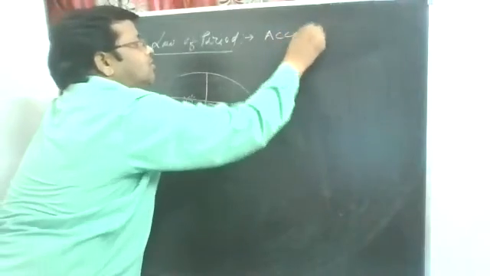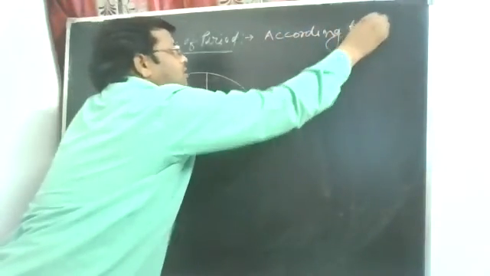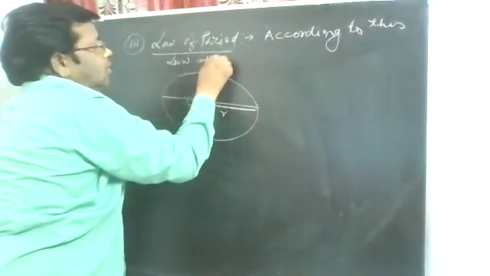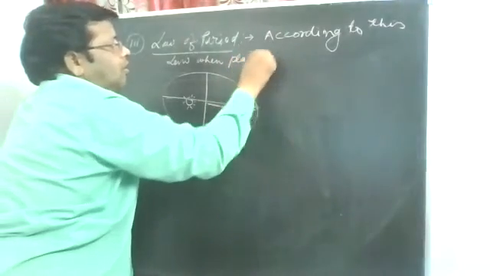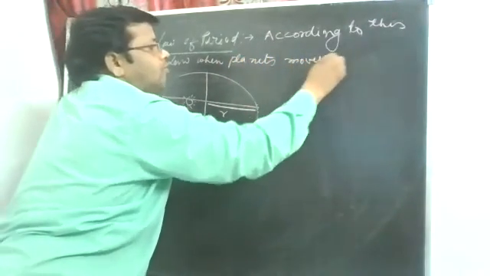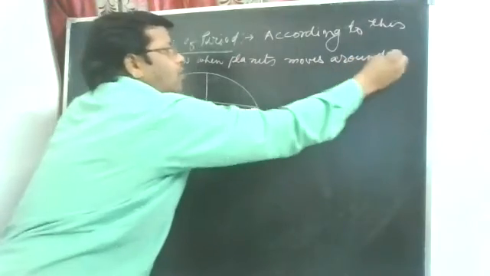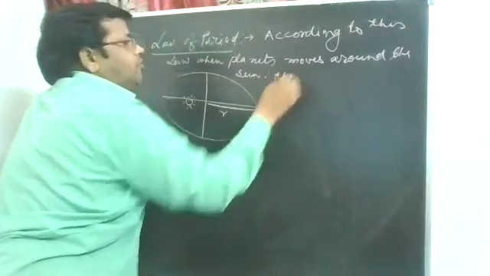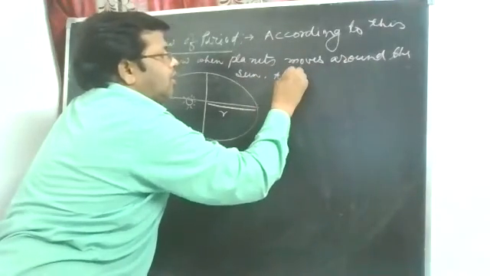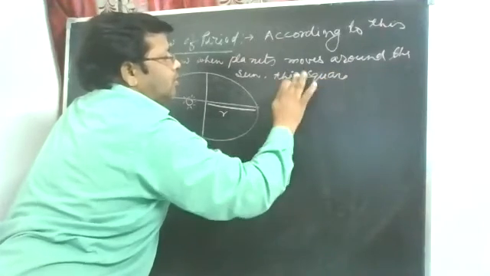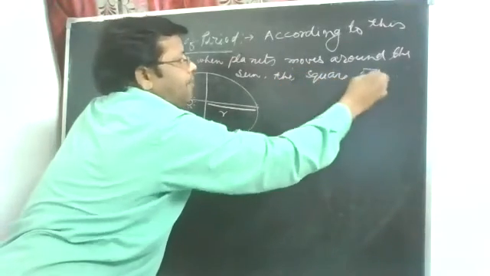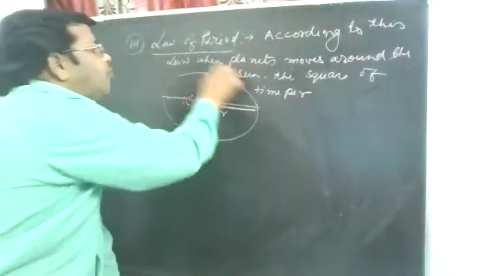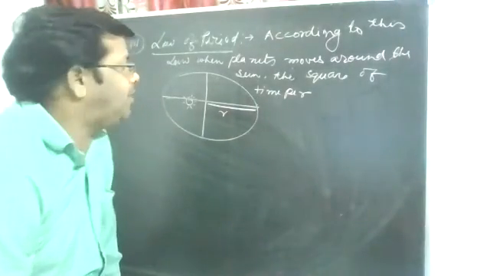According to this law, when the planets move around the sun, the square of the time period of the planet... What is time period? The time taken to complete one full revolution. For Earth, it is 365 days.